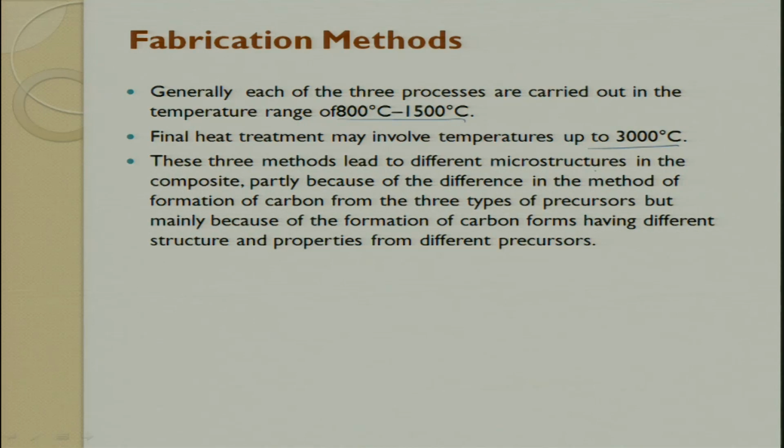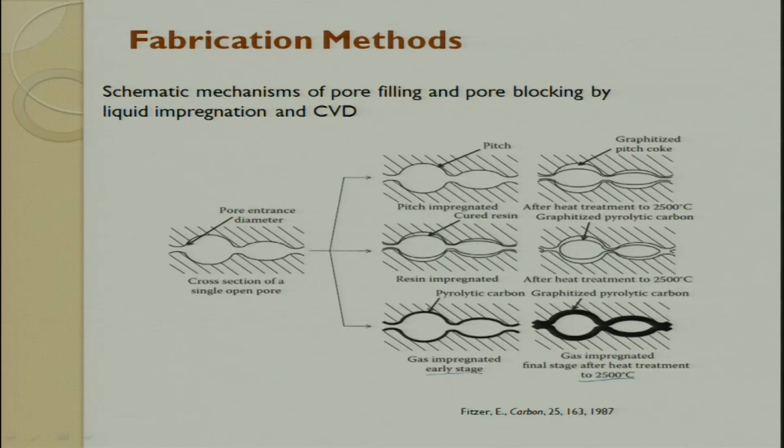These 3 methods lead to different microstructures in the composite, partially because of the difference in the method of formation of carbon from the 3 different types of precursors, but mainly because of the formation of carbon forms having different structures and properties for different precursors. So, these are the three precursors. With these precursors we are trying to get different types of CC composites.